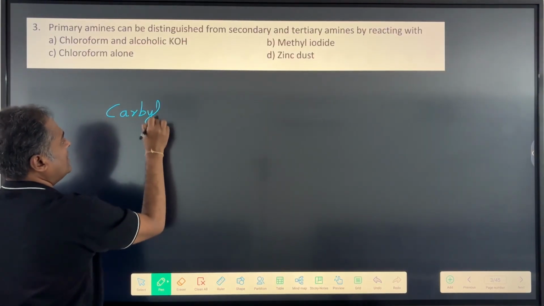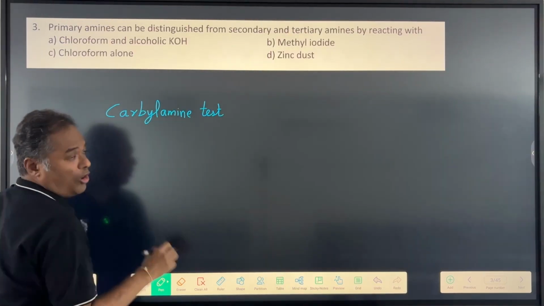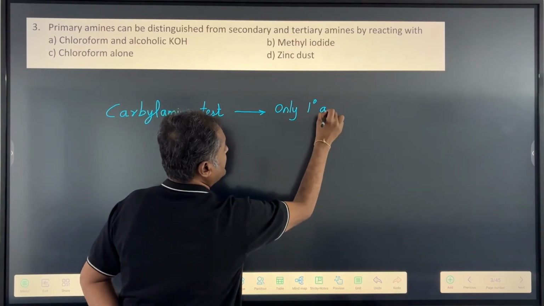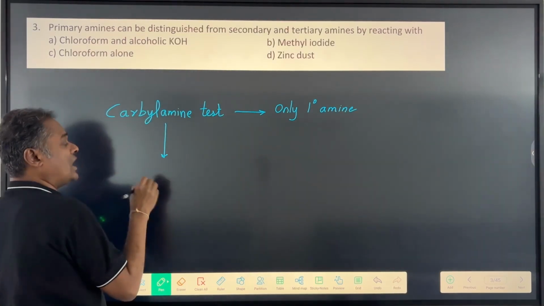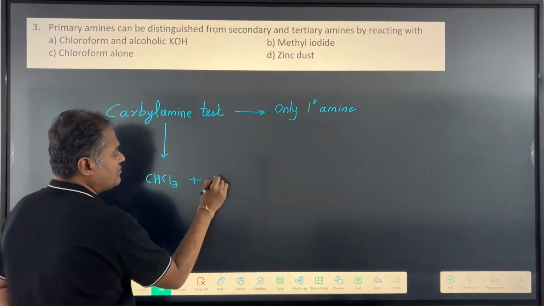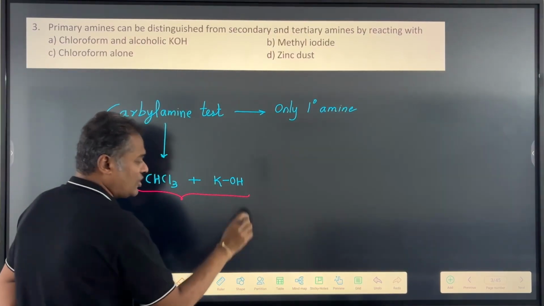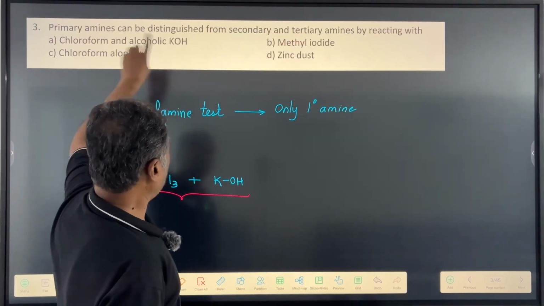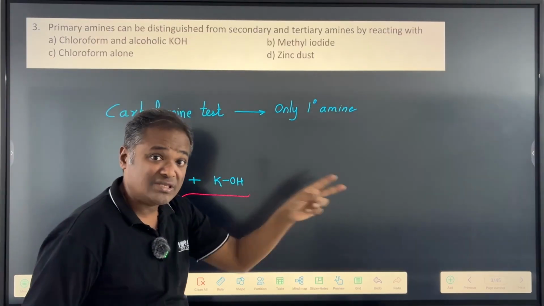The carbylamine test is used for detection of only and only primary amine, and the reagent used for the carbylamine test is chloroform, and along with that you require a base, either KOH or NaOH. So this is the reagent condition for the carbylamine test, and they have made it very clear: which reagent among the following can be used to distinguish a primary amine from secondary or tertiary.